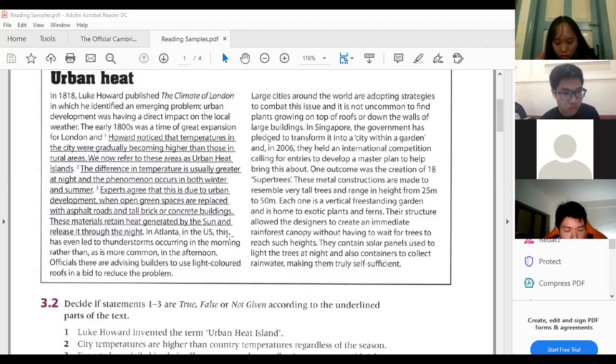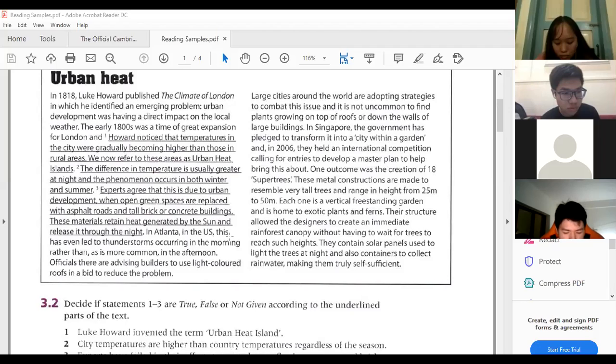Okay, what about Mo? Thank you, Owen. Do you think the same as Lane? Lane said not given, number 4. I choose false. Why? Because they put in Atlanta, and then in the US they use a comma. So they both talk about it. Okay, thank you.